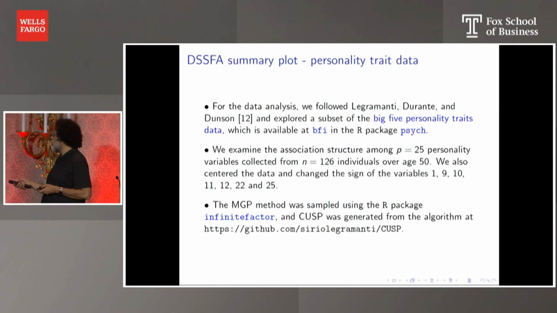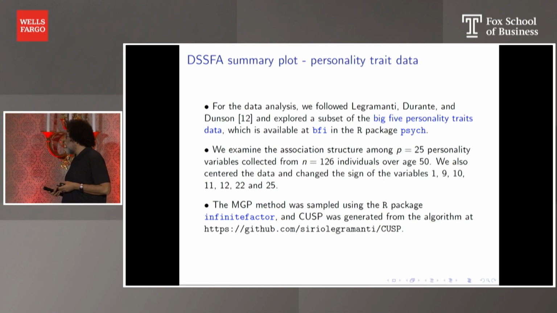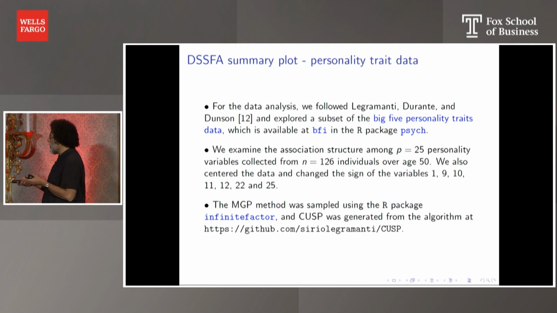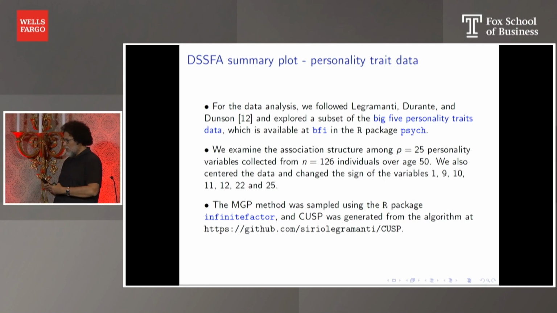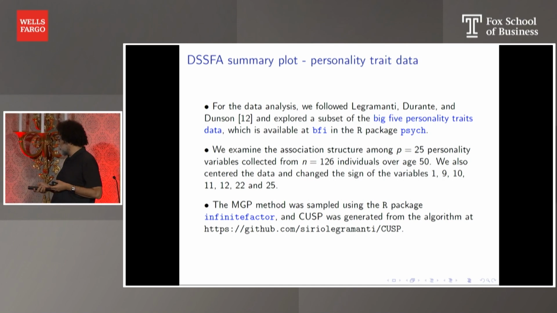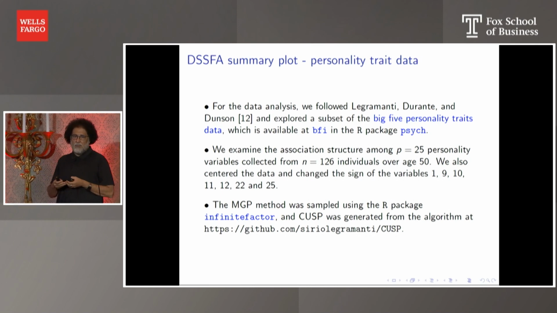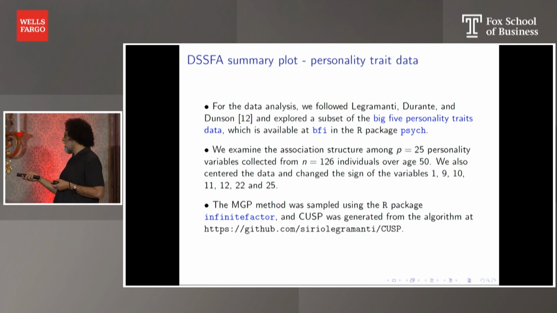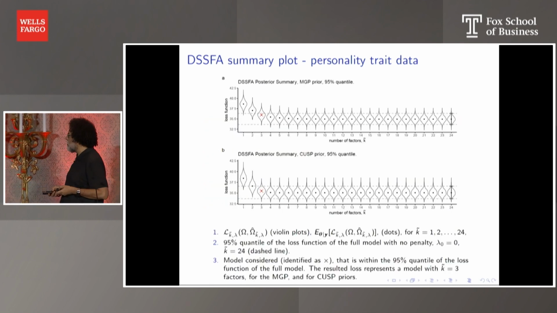So we use two different priors, and we implement this factor model on a very well-known dataset that was analyzed by Dunson, but also by other people, not necessarily Bayesian, where they try to find the big 5 personality traits on a particular subset of the data. Only 25 personality variables about openness and other characteristics of 126 individuals over age 50. So we don't have a large dataset, only 126 observations. We have 25 characteristics. The question is how many factors come out of this analysis. We run our MCMCs, and we get these kinds of results.